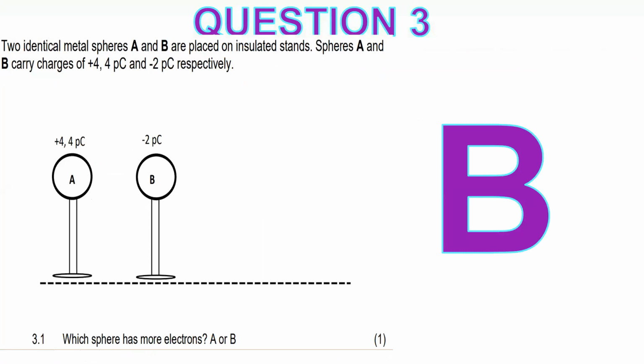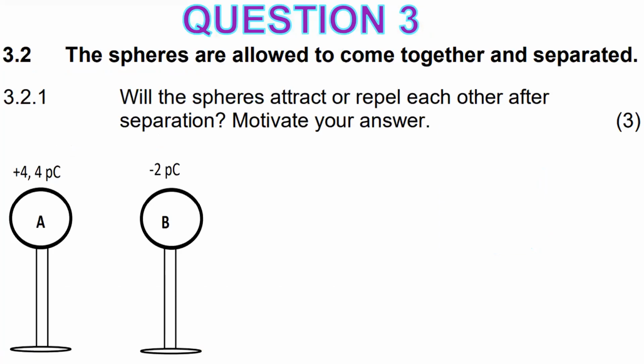What's our answer? B. Answer is B. They're asking you which one has more electrons. Of course, B has more electrons because B is negatively charged. Negatively charged means more electrons. 1 mark we have. So let's continue.